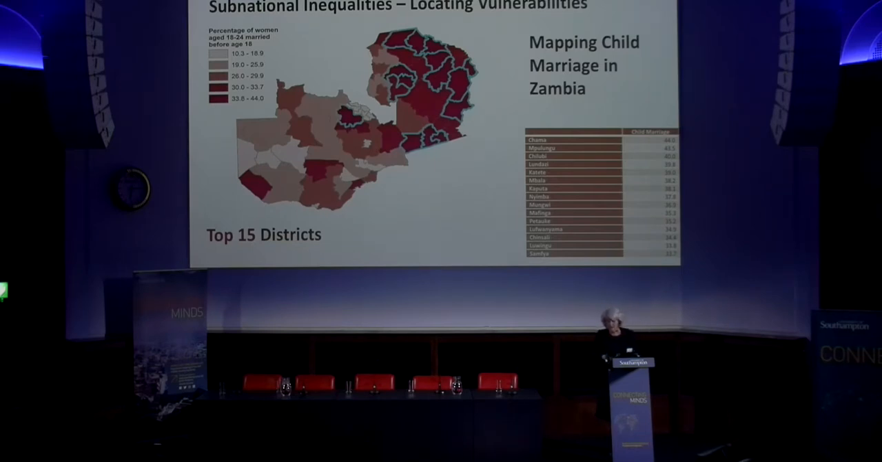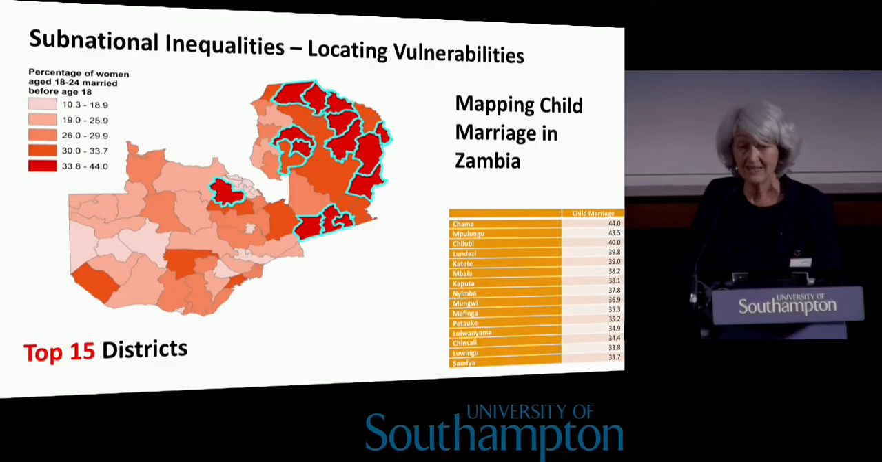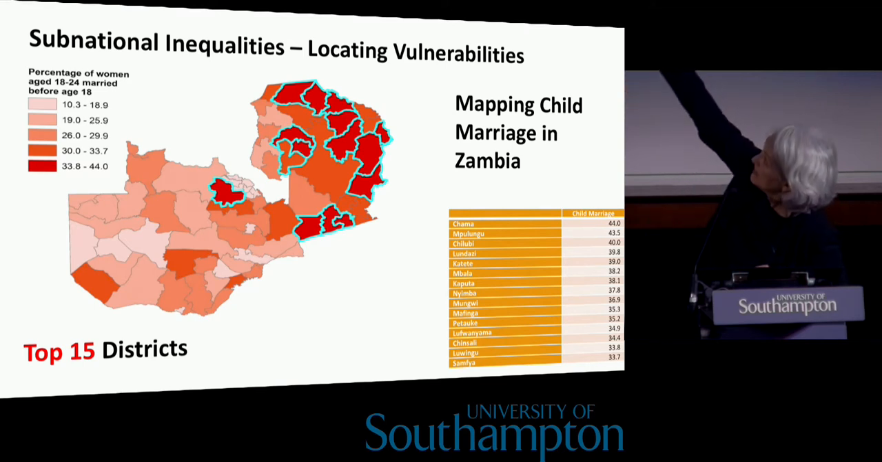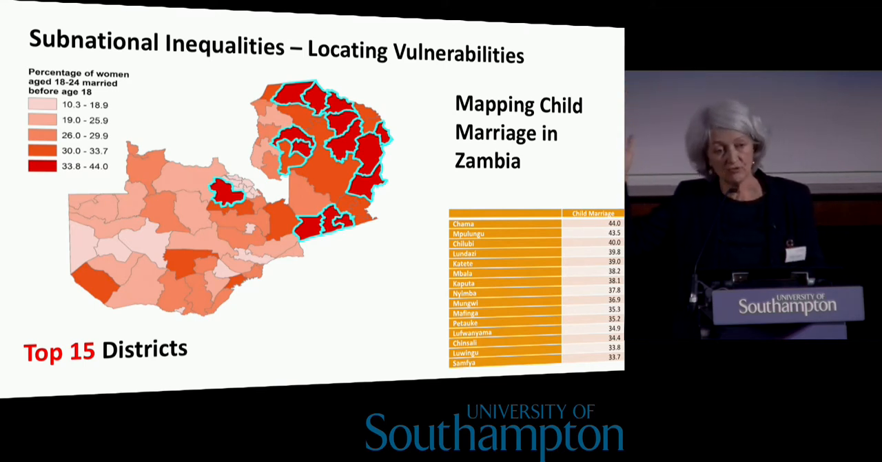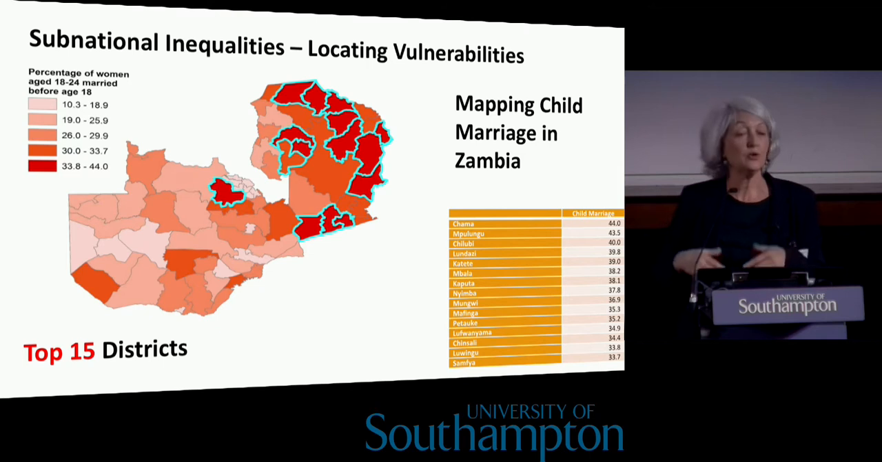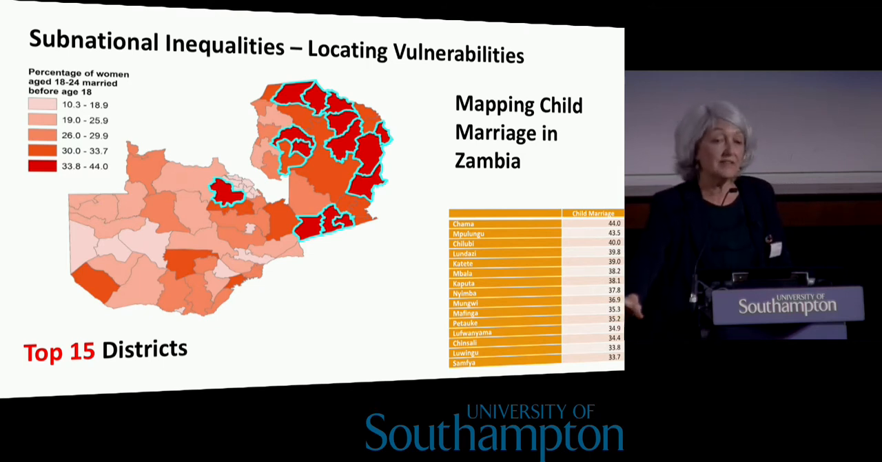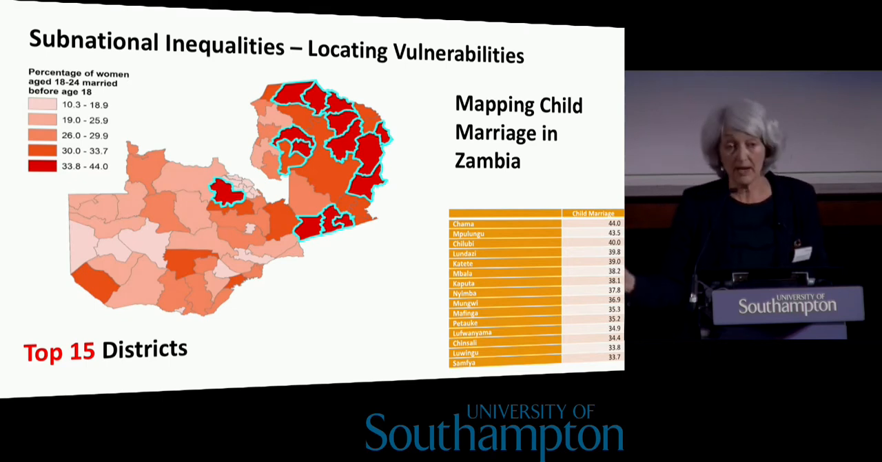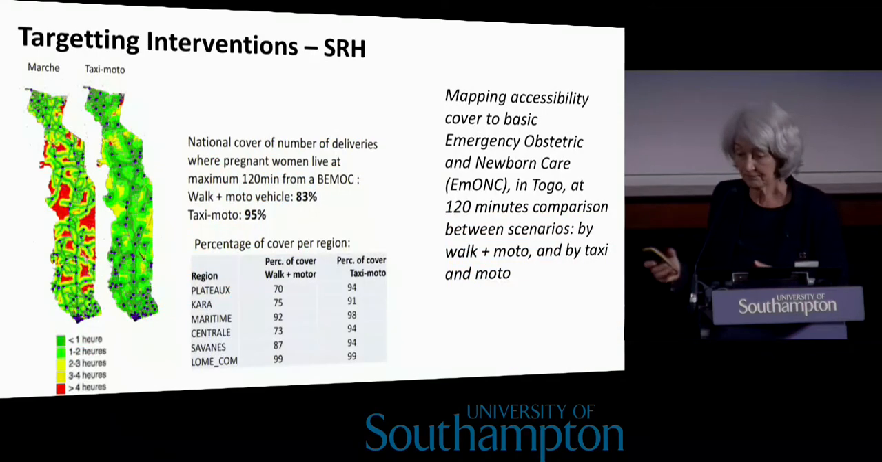And here's an example of child marriage. This uses the 2010 census in Zambia, and it actually maps two things. First, it maps the districts which have the highest percentage of girls being married under age 18, but because it also has population numbers, it can quickly turn over to the government and say, these are the 15 districts where the largest absolute number of girls will be married under age 18 in the next few years. So again, interventions can be targeted.